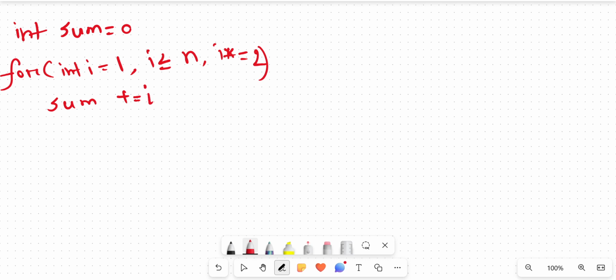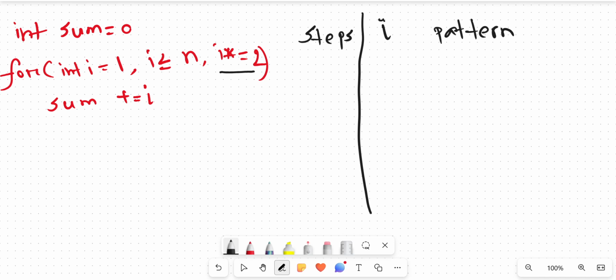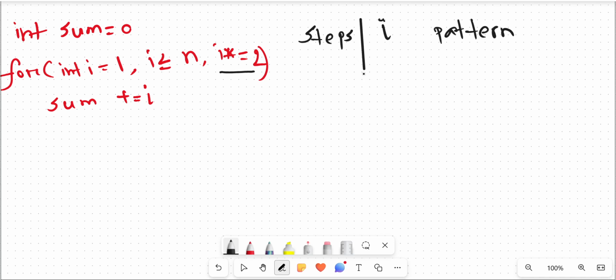Alright, before starting this lecture, make sure we understand what this symbol means. This symbol means i is being multiplied by 2 each time the loop executes. So if I write the steps, the i and the pattern, let's start it like this.